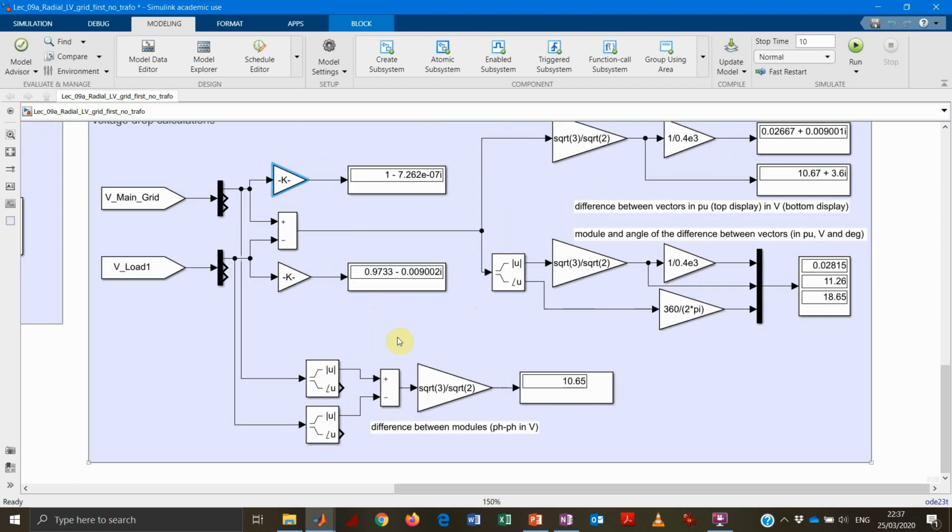And then I can also do the difference between the modules actually. So this is quite tricky because in one case I'm doing the difference between the two phasors here and then getting the module out of it. In the other case, I'm actually taking the module of the individual vectors and then doing the difference between these two, which in the end is the voltage drop, so to speak, that really counts, the one that is really affecting the power quality.